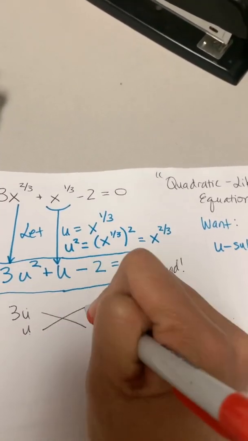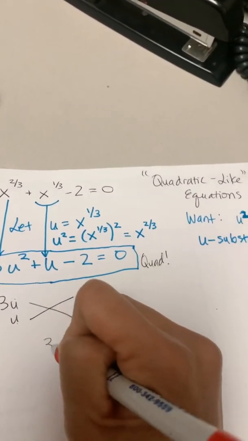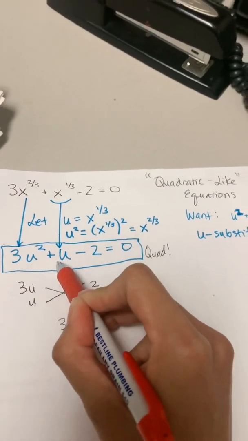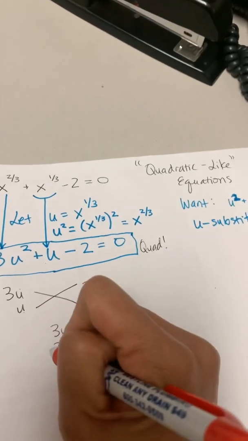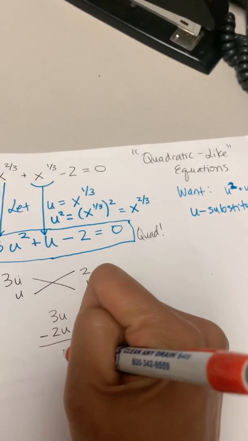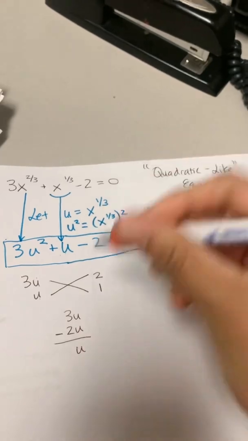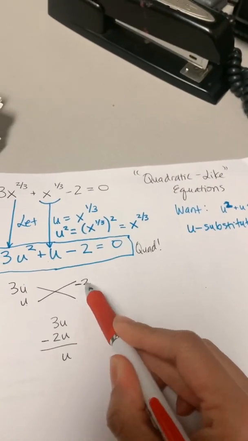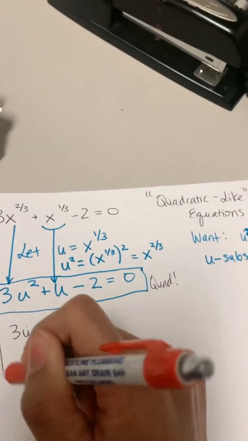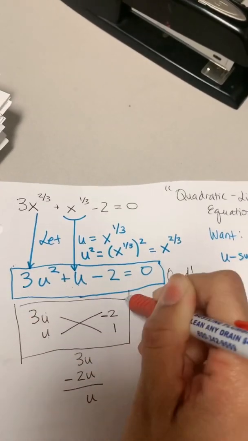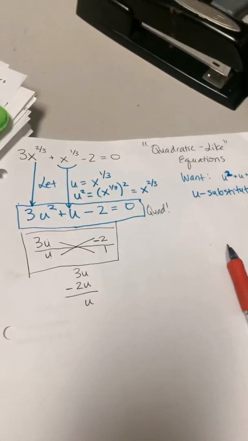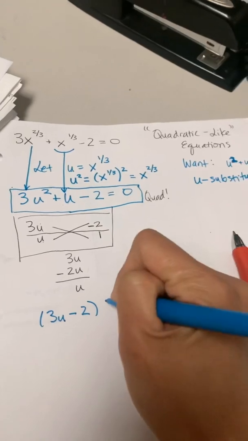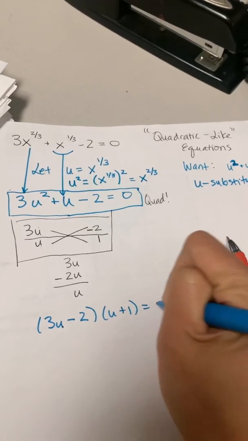When I do the X here, cross multiply, I get 3u and 2u. What do I do to make this into a positive 1u? Can I add or subtract? I sure can. If I subtract 2u from 3u, I will get u, which gives me that middle term. So therefore, I need a negative on the 2, and negative 2 times 1 does give me negative 2. So there is my X-boxing. When I factor this, it now becomes 3u minus 2 times u plus 1 is equal to 0.